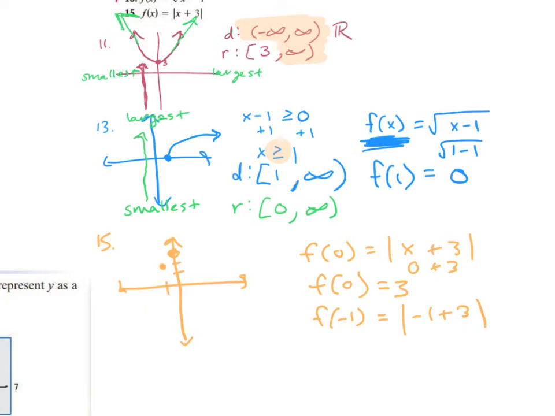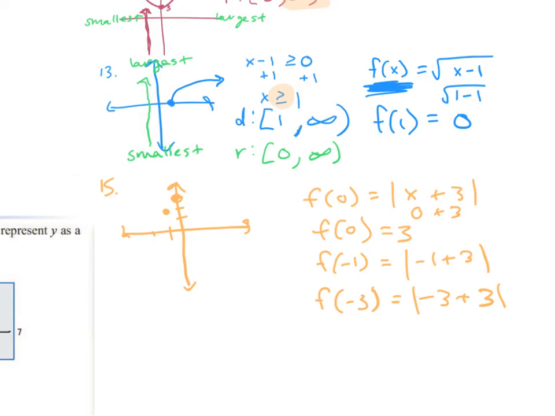So right now, all I'm doing is plugging in points to see what our graph is going to look like exactly. If I plug in -3, we have -3 plus 3, which is 0. And then if I plug in -4, I get 1. So this is where our graph is going to be. So our V is just going to start shifted 3 units to the left.